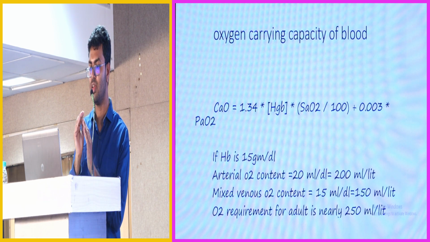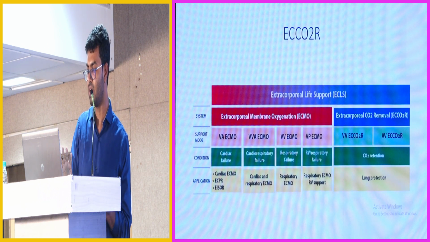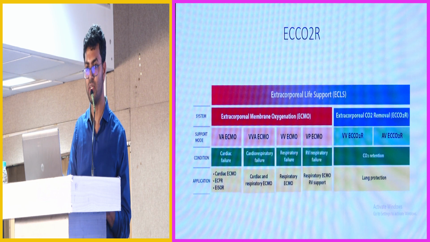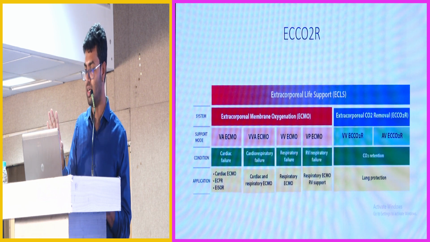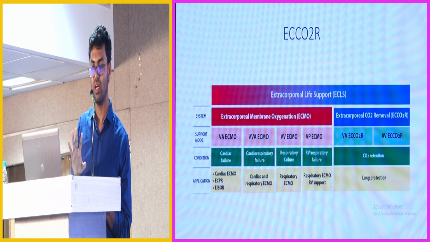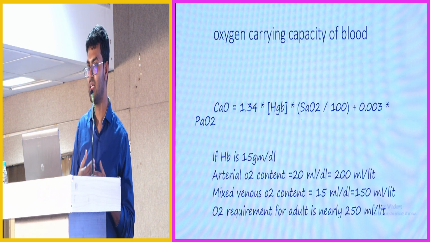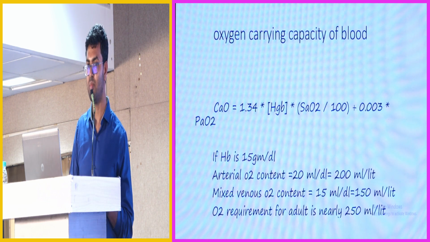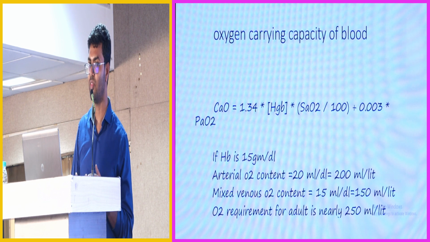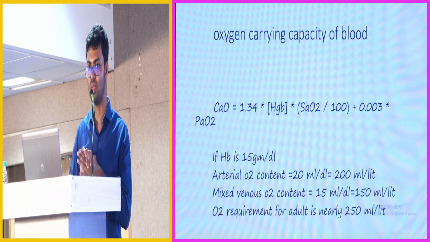So actually, the main difference between ECMO and ECOR is that you can manage ECOR with 500 ml of blood flow, but you cannot manage ECMO with that much flow. So why can't we manage ECMO with 500 ml of blood, but we can manage ECOR with 500 ml of blood? That comes to this formula of oxygen carrying capacity of the blood.